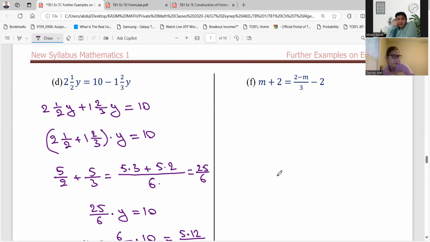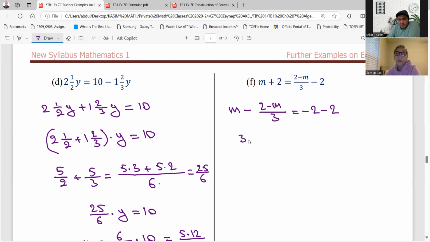Move the expression that has m to the left, numbers to the right, and simplify. Can you tell me the first step? What do you write? Next line. 2 minus m over 3. No, first we have m here, right? So here we have m minus 2 minus m over 3 equals -2. Move the minus 2 to the right-hand side, -2. Okay, that's it.